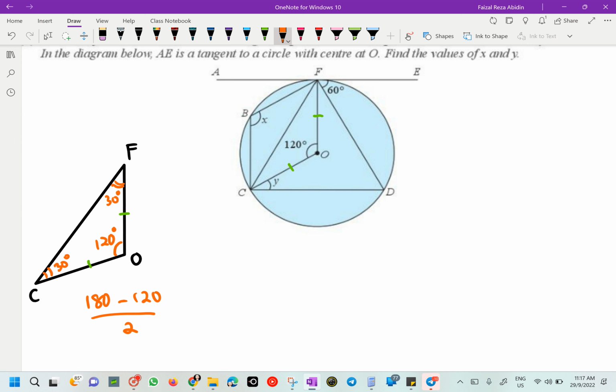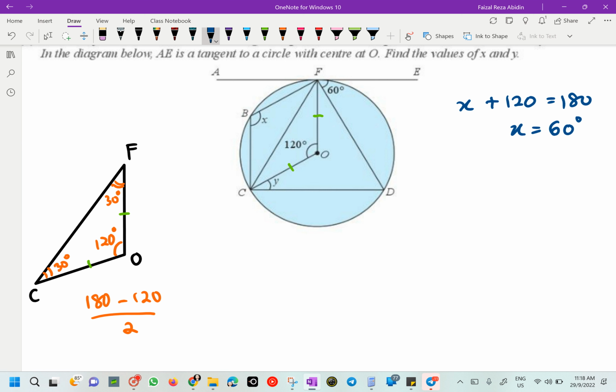So why are we using 30 degree there? Oh, you want to find the y first. I think I want to find x, it's easier. Opposite there, x plus 120 gives 180. Your friend suggested using x over here plus 120, we are going to get 180. So it means that we can get our x here first, 60 degree.